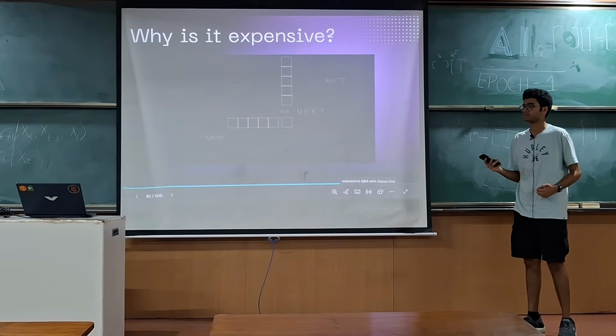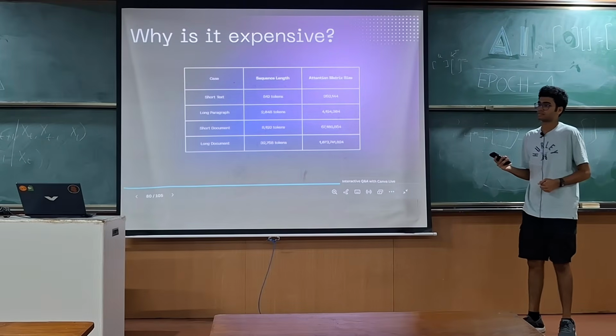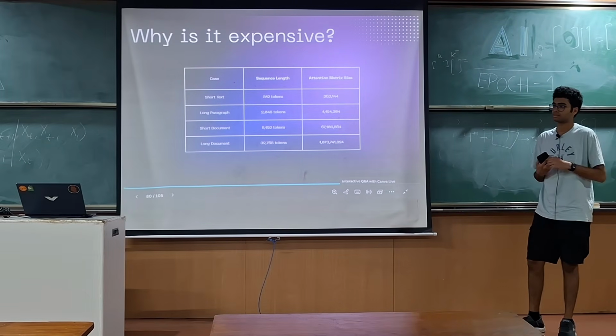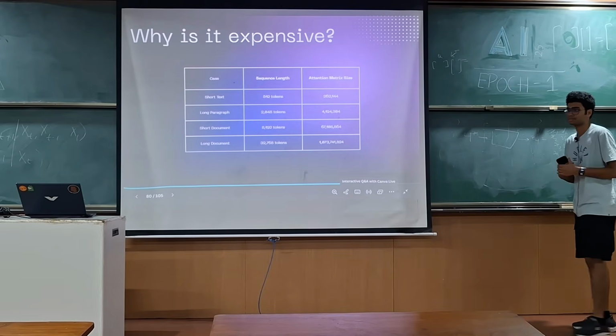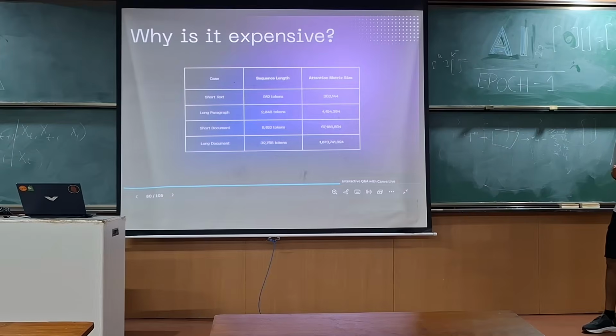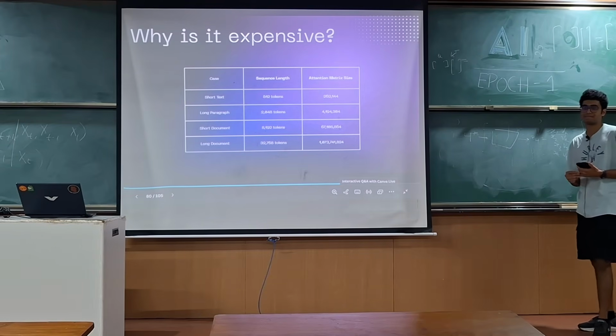Let's just put this into context again. We're saying we need 1 billion scores. Each of those is a floating point number. You need 4 bytes to represent one of them. So that's 4 GB of RAM for just one matrix. 4 GB of RAM for one matrix.